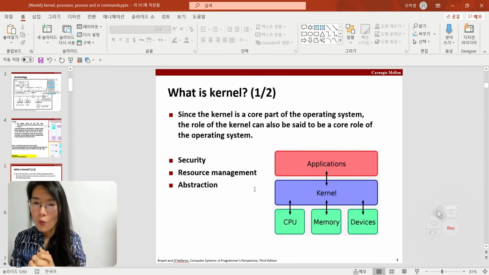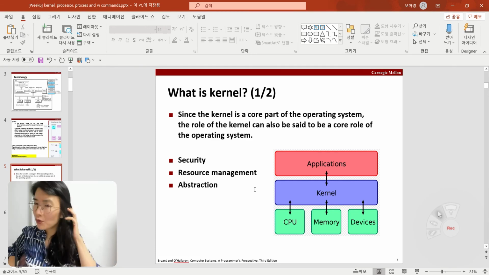So what is the kernel? Since the kernel is the core part of the operating system, as I mentioned, the role of the kernel can also be said to be the core role of the operating system. So we can think of the operating system as the kernel.